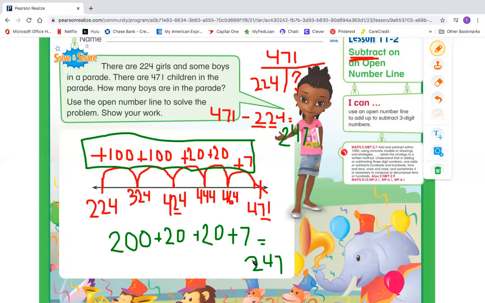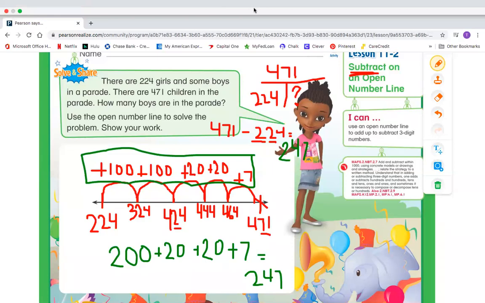Okay? We did this with 2 digits. This is just a little bit different doing it with the hundreds. Whichever way you feel more comfortable is the way that I want you to do it. But I just wanted you to see that there are 2 separate ways that you could use a number line to subtract.